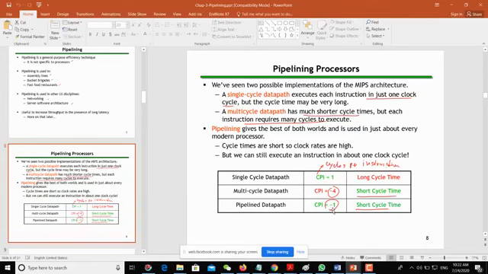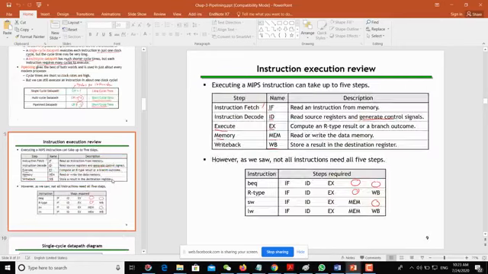So the pipeline data path. We know that in a multi-cycle data path there can be too many cycles, and the cycle is very short in duration. And here in the single cycle data path, CPI is 1, but the cycle time is much longer. Let's move to the next slide. Instruction execution review.